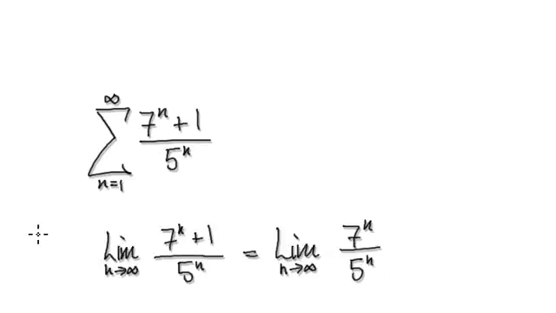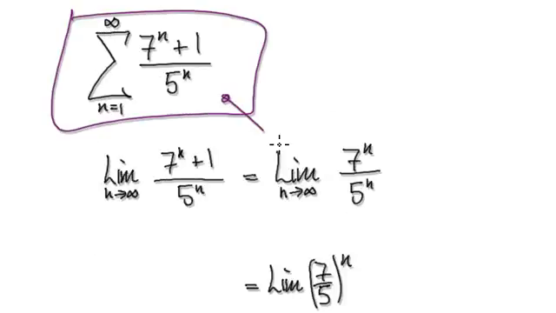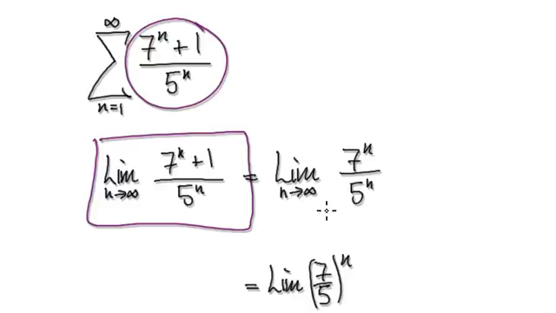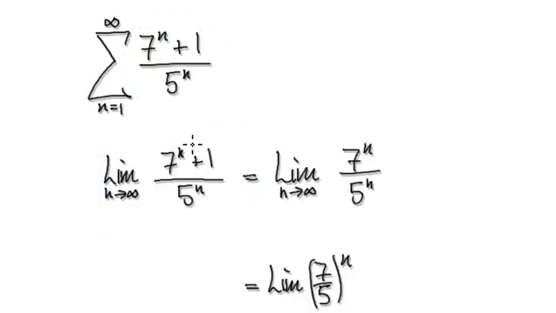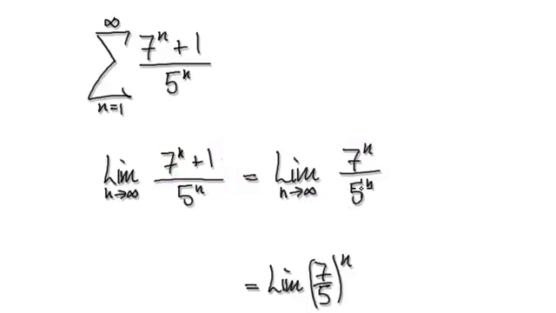There are lots of ways of doing this, but in order for any series to converge, the limit of this thing here must be zero. The limit must be zero in order for it to converge. So let's have a look at the limit of this thing as n heads towards infinity. As n heads towards infinity, the numerator will just act as 7 to the power of n. The denominator will act as 5 to the power of n. But then you can rewrite this as this.